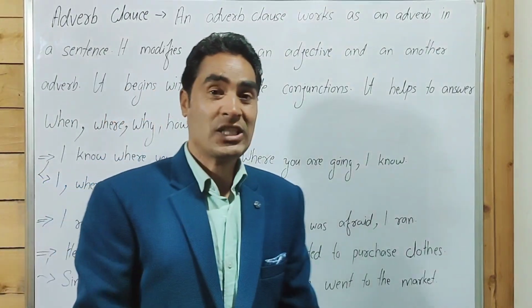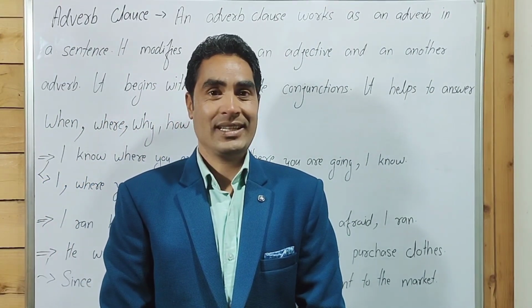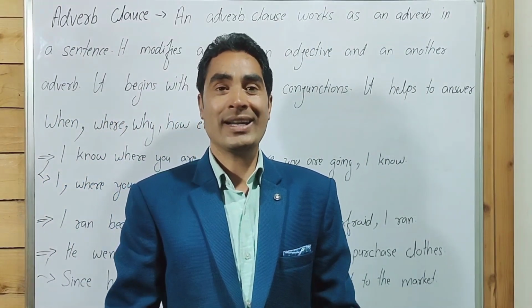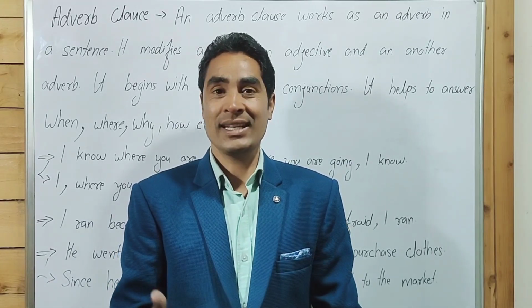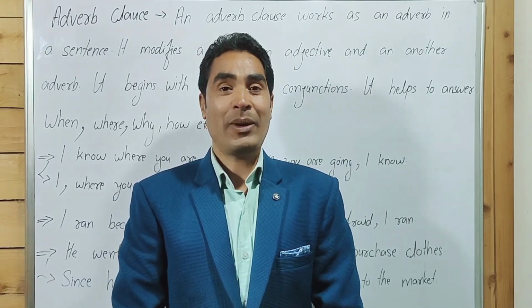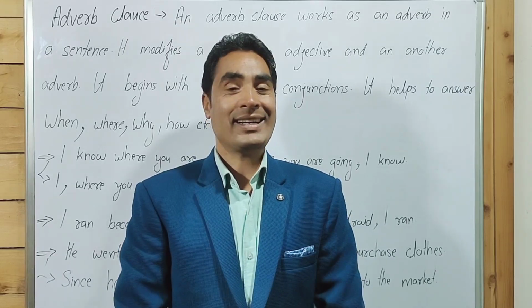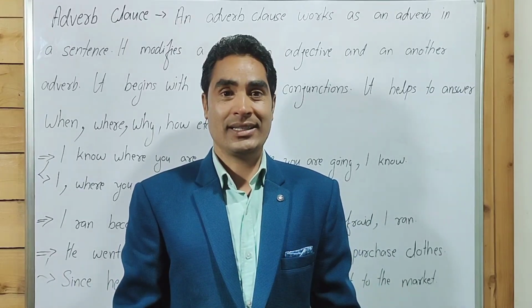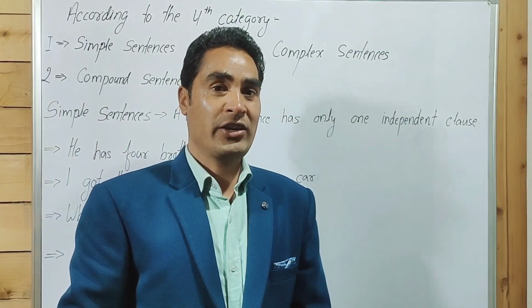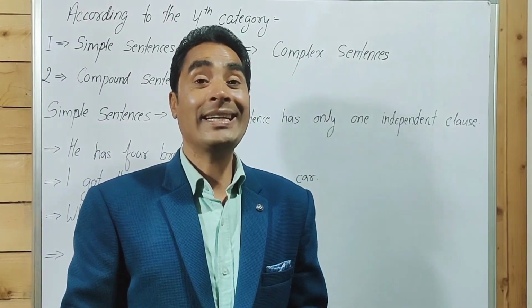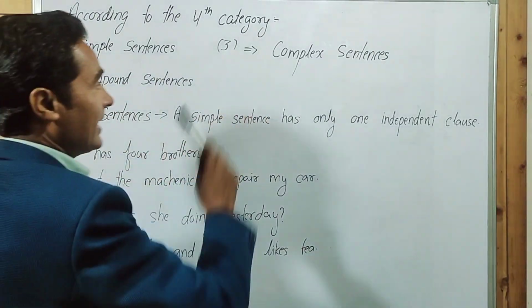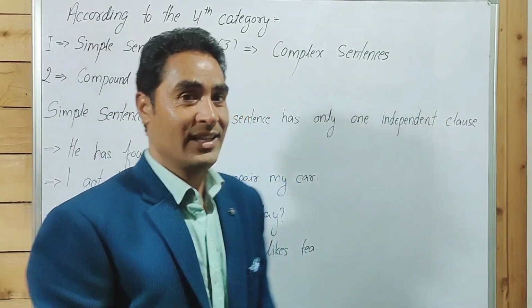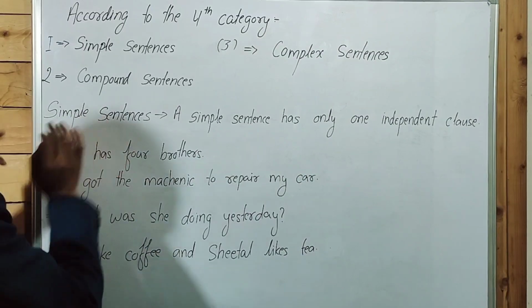Now we have understood clauses. Now we are able to understand the sentences of the fourth category: simple sentence, compound sentence, complex sentence, etc. We will learn in the next slide. According to the fourth category, we have only three types of sentences: simple sentences, compound sentences and complex sentences. Let's start with simple sentences.